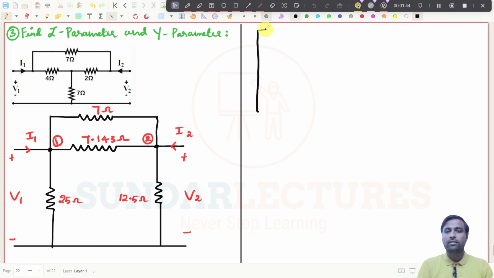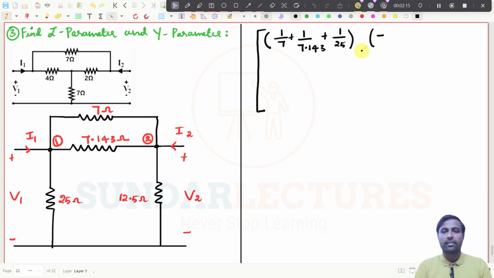So I will just write the expression. There are 3 resistances connected, 7, 25, and 7.143. So what is y11? It will be 1 by 7 plus 1 by 7.143, and then plus 1 by 25. And then what is the common resistor? It will be minus, there are two common resistances. If we simplify this, you will get the values.